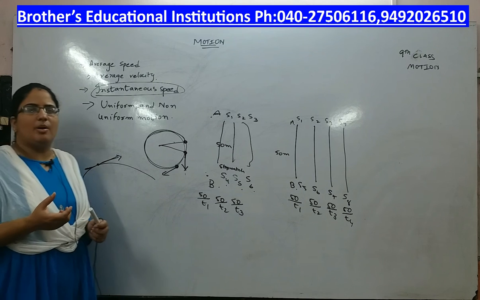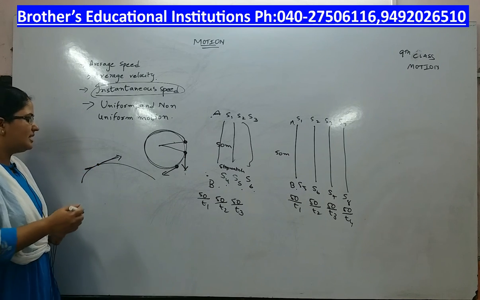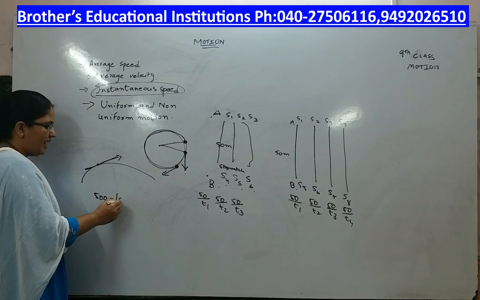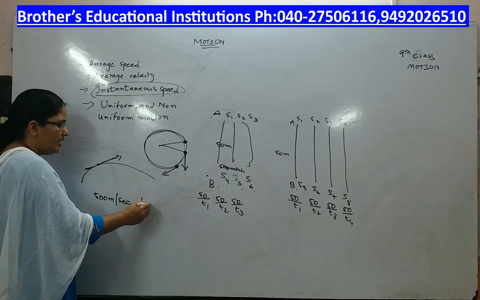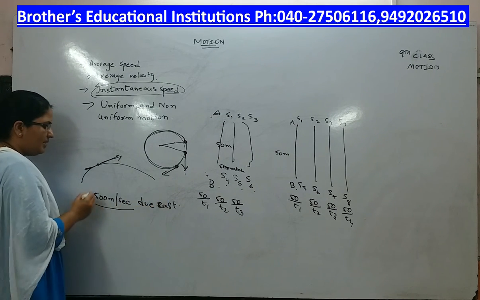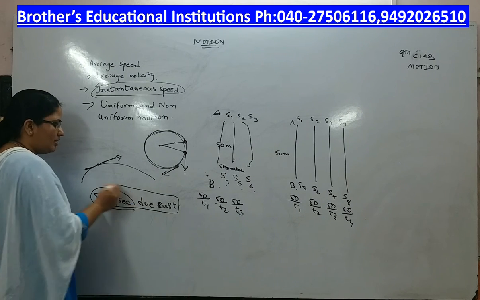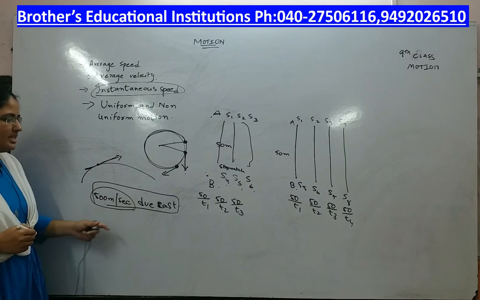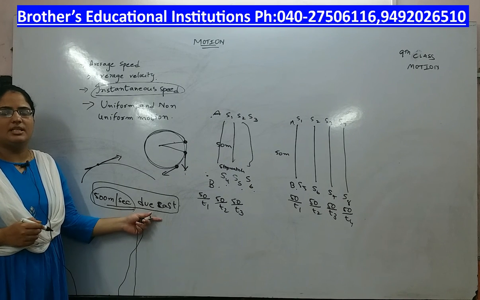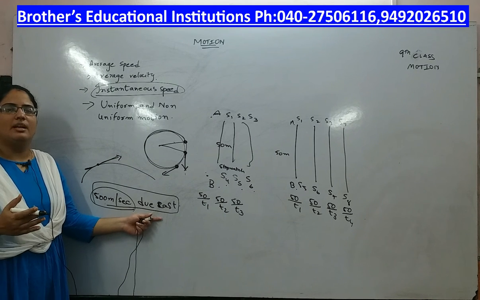Velocity tells us how fast the body is moving in a particular direction. For example, let us say the speed of an aeroplane is 500 meters per second due east. This 500 meters per second is the speed. 500 meters per second due east is the velocity. Whenever you mention the direction, it talks about velocity. Velocity tells us how fast the body moves in a single direction.